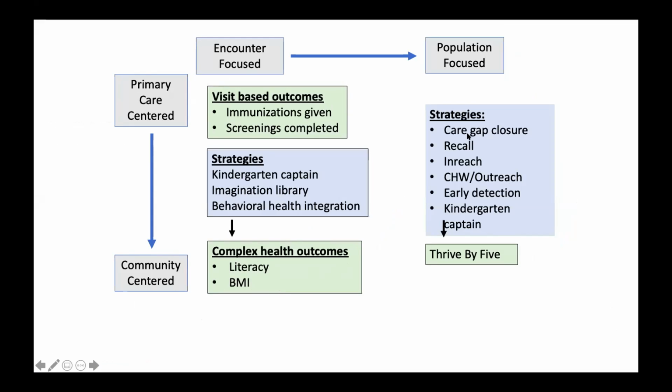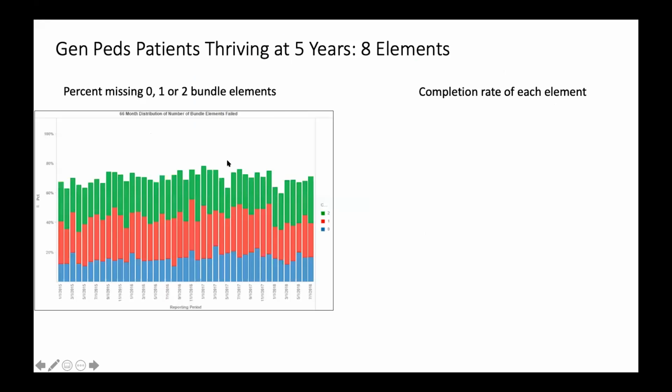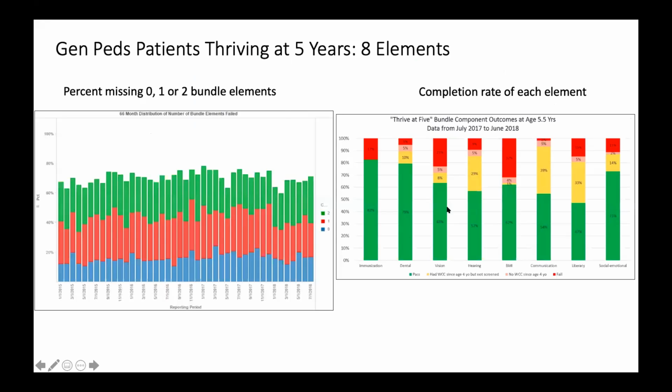We begin to think about gap closure. How will we find these kids at the population level, including vans and outreach that allow us to get to these kids? And when we do that, we can begin to look at the bundle of care, and we can look at the complement of bundles. So here you can see immunization, dental, vision, hearing, BMI, communication, speech and language, literacy, and social-emotional learning.